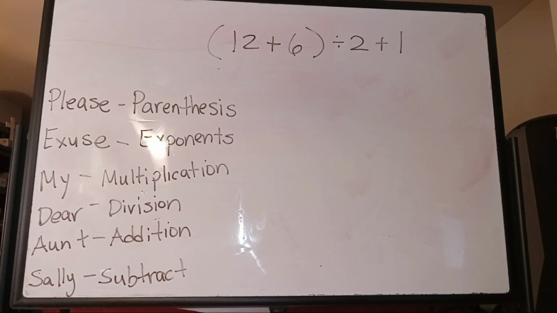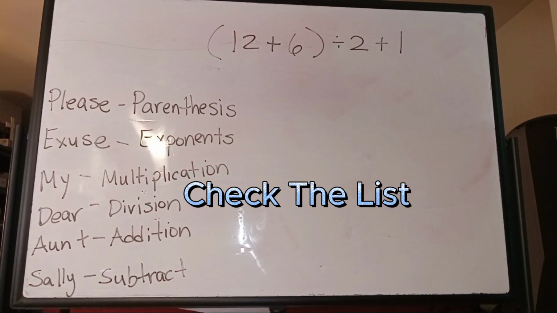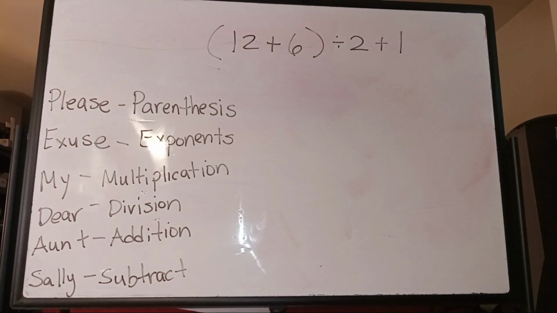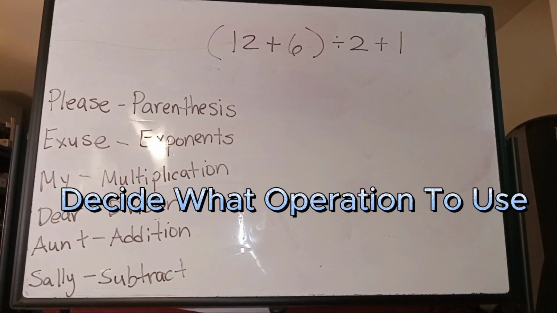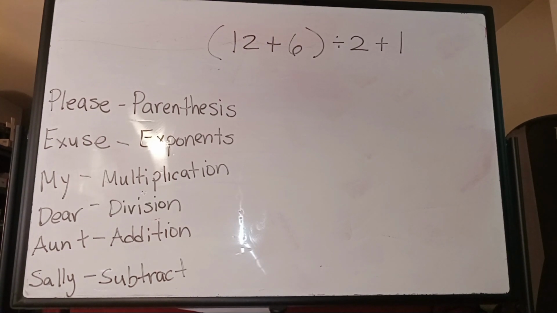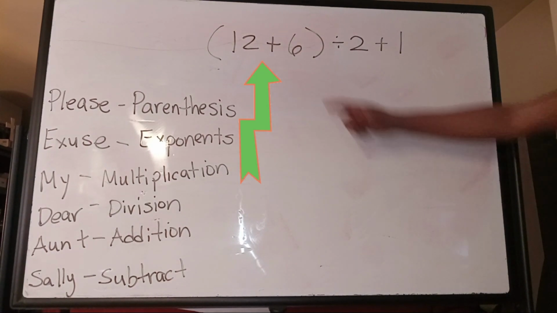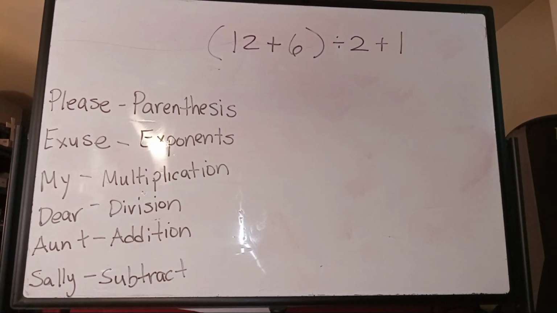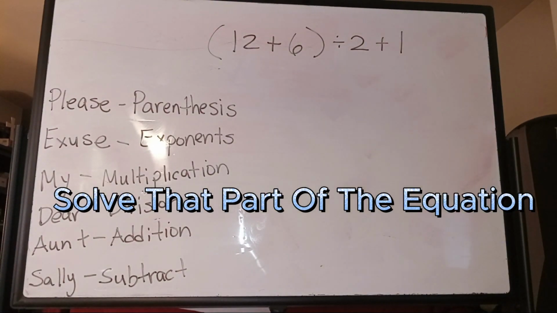after writing our equation, we check the list. Right, Jamia? Mm-hmm. All right. So, on our list, what do we look for? First thing we look at is parentheses, correct? Do we have parentheses? Yeah. All right. So, then that means that's what we're going to do. We're going to do the 12 plus 6 in parentheses.